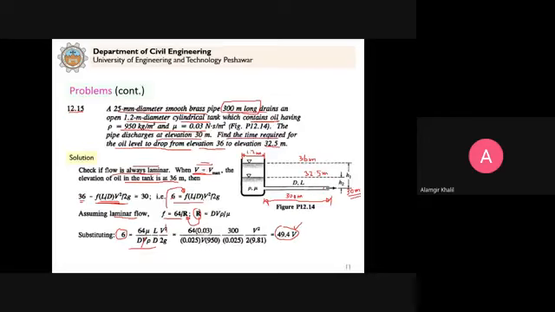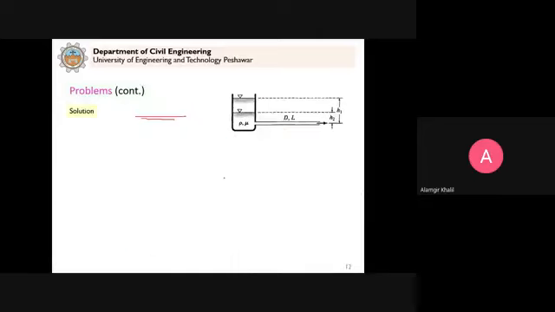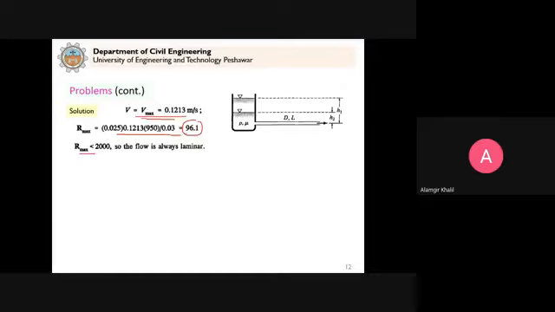Now that we know the velocity, you can put it here and calculate the Reynolds number to check if the flow is always laminar or not. The Reynolds number for maximum velocity is 96. Since it is less than 2000, the flow is always laminar. Why? Because for any level lower than this, the velocity will be less than 0.12, and in that case the Reynolds number will be less than 96, but it can never be more than 96.